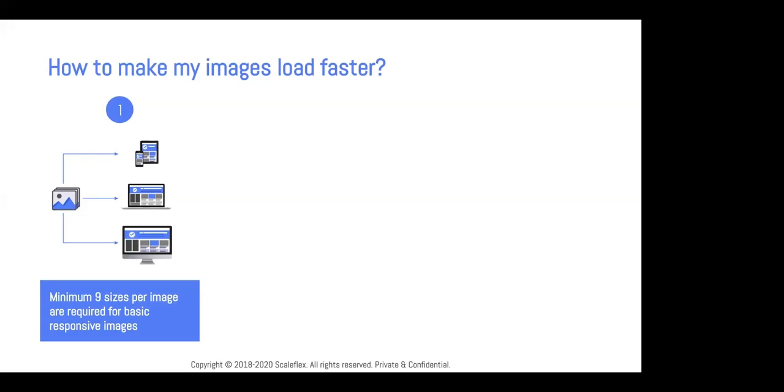So for basic responsive images, you end up with 9 sizes: the 3 images we had originally times 3 screen sizes in this example. Obviously, it can be much more, but if you want to do well, at least 9 formats of your image are required. And the question is, how do you generate those formats?